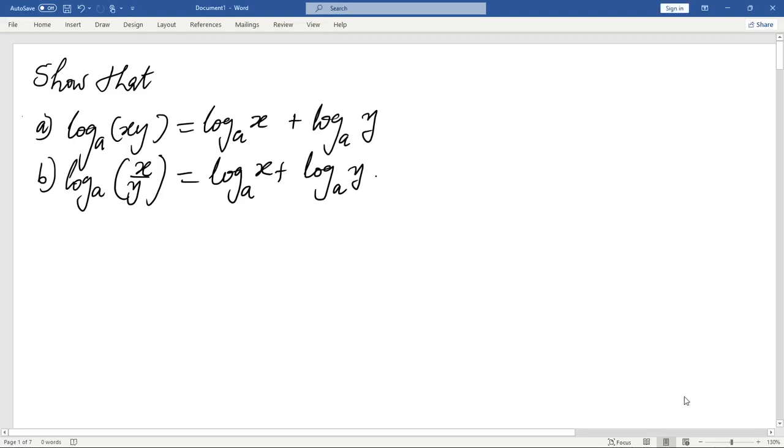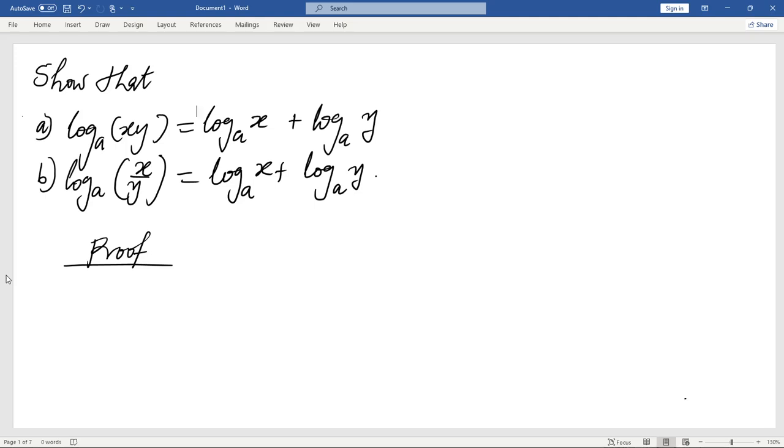So in this video, we're going to prove the following expressions that we have here, where log xy to the base a is simply equal to log x to the base a plus log y to the base a. So let's start with the first one here. It's a proof.